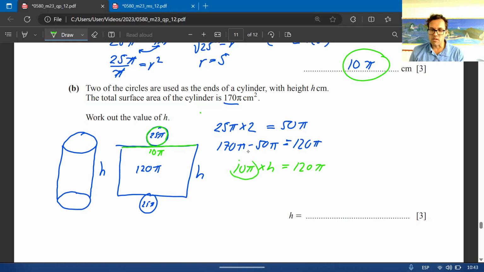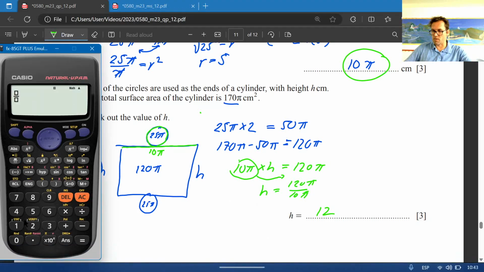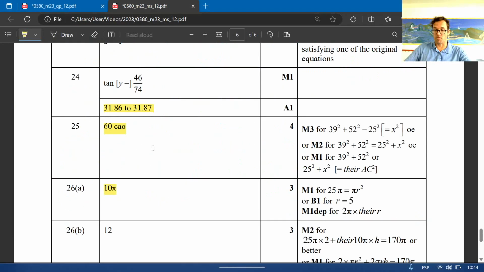Now we're just going to move this 10 pi to the other side. The opposite of times is divide. What's 120 pi divided by 10 pi? Well, of course, it's 12, because pi divided by pi is 1, and 120 divided by 10 is 12. If you're not sure, just hammer it into your calculator. 120 pi divided by 10 pi, 12. Are we right? Yes, we're right.